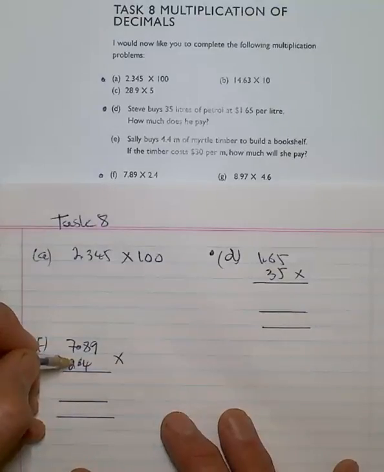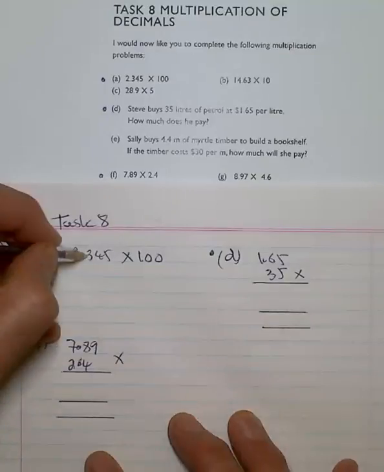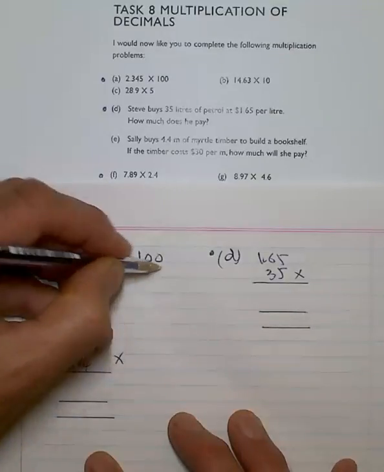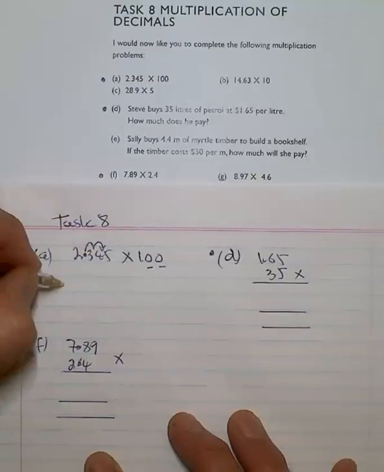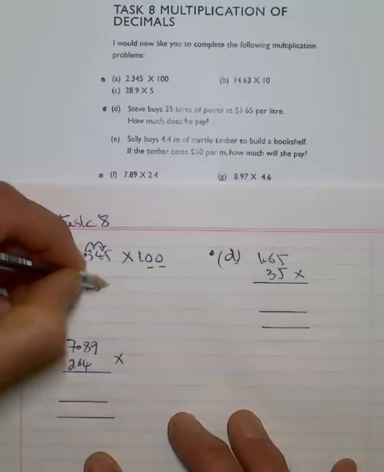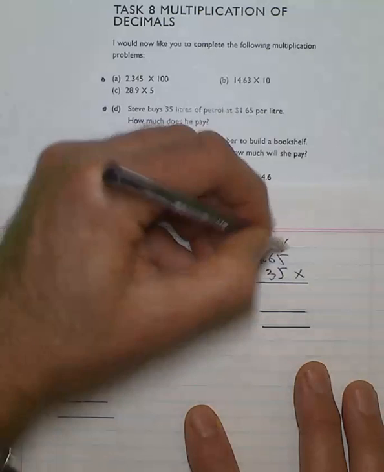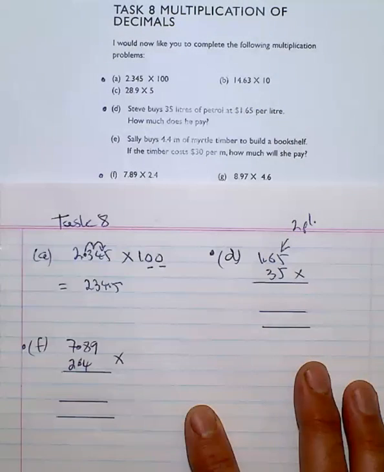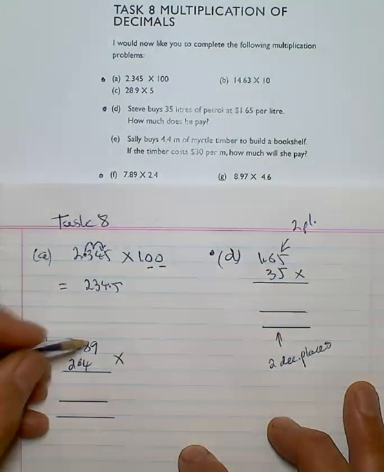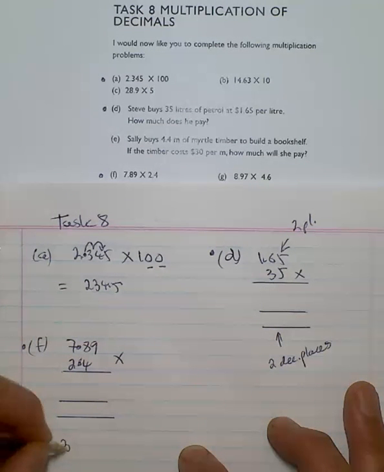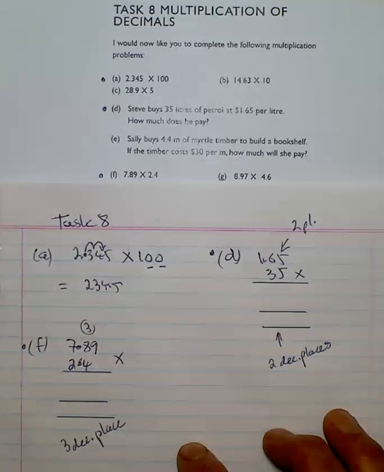Key thing is, beyond A, the number of decimal places you have in your question will follow through to the answer. Now in A, I've got 2 zeros, so I multiply through. When I do that, the decimal point moves 2 places to the right. So 234.5. In D, 2 decimal places in my question, there'll be 2 in my answer. In F, 3 in the question, 3 decimal places in my answer.